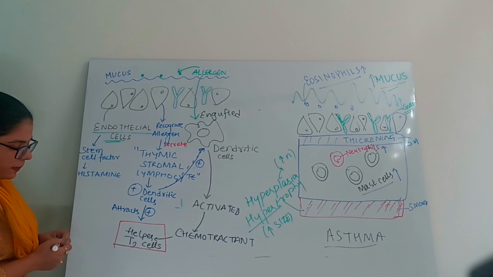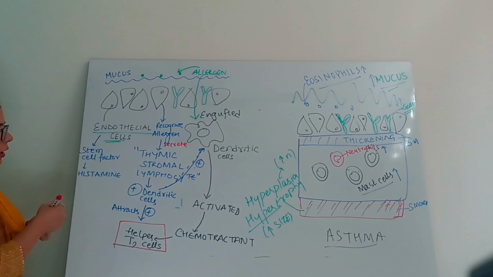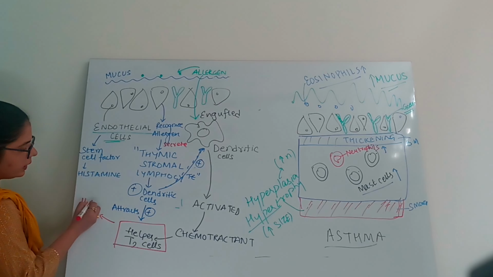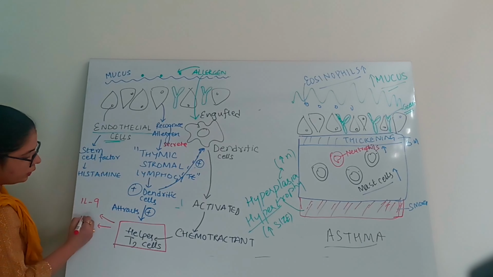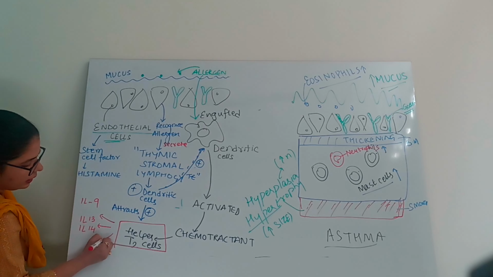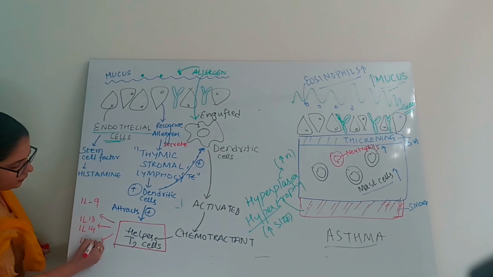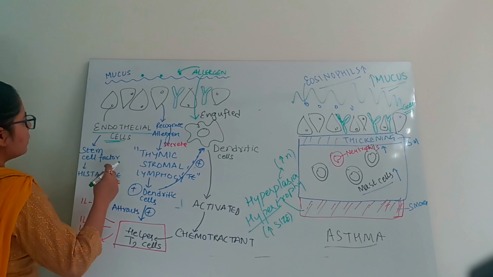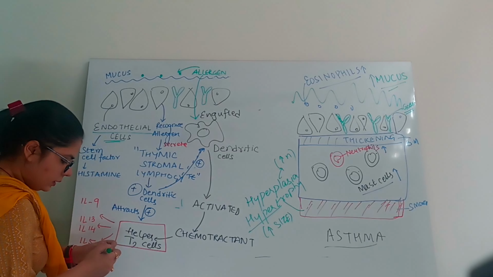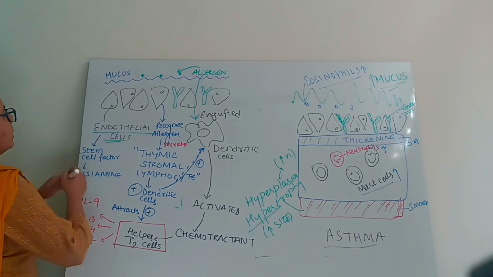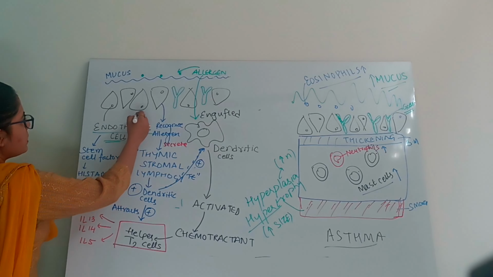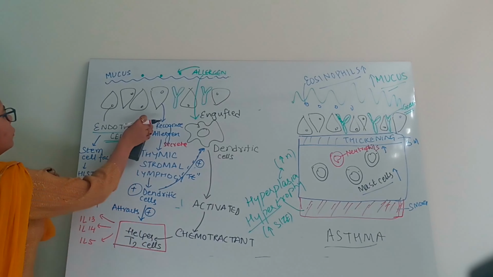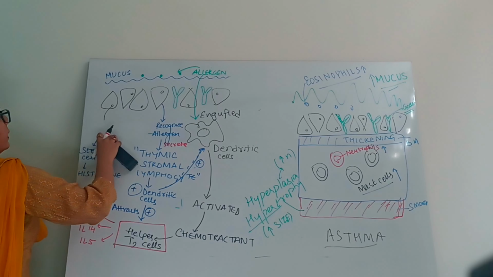When the T cells are present, they start the release of interleukins: interleukin 9, interleukin 13, interleukin 14, interleukin 5. And each has a different role to play. Here, there is one missing feature, the most crucial one, that is the mast cells. So I'll just remove these endothelial cells, you already have an idea.